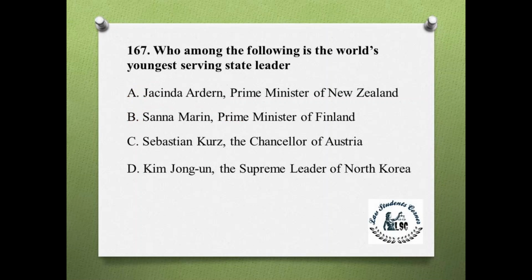Question number 167. Who among the following is the world's youngest serving state leader? Option A, Jacinda Ardern, Prime Minister of New Zealand. Option B, Sanna Marin, Prime Minister of Finland. Option C, Sebastian Kurz, the Chancellor of Australia. Option D, Kim Jong-un, the Supreme Leader of North Korea. Correct answer is option C, Sebastian Kurz.